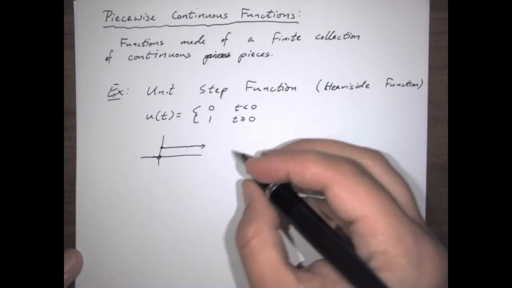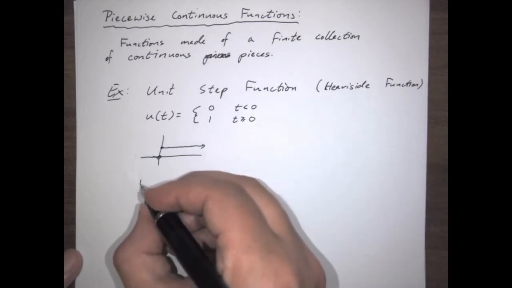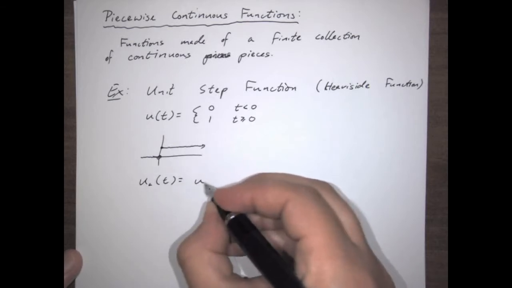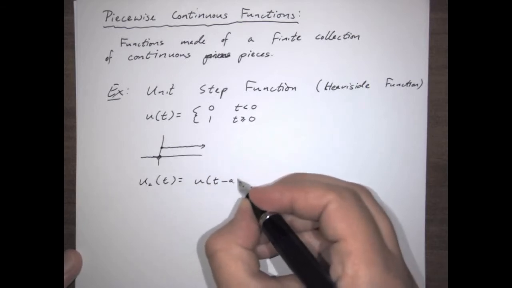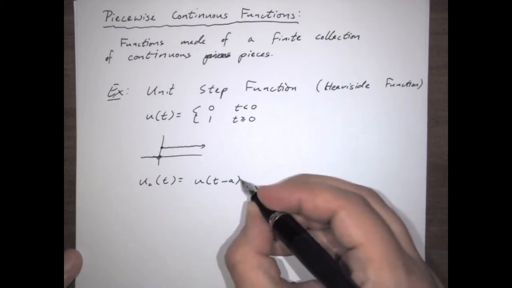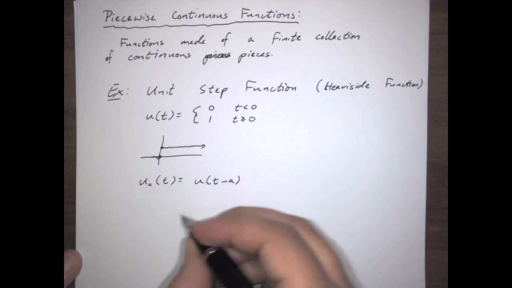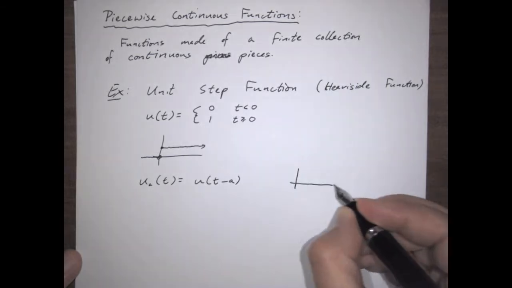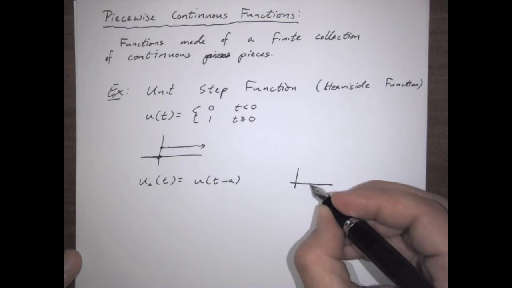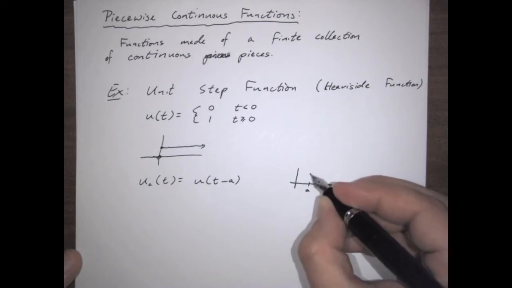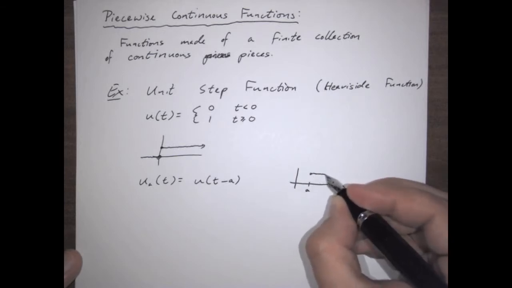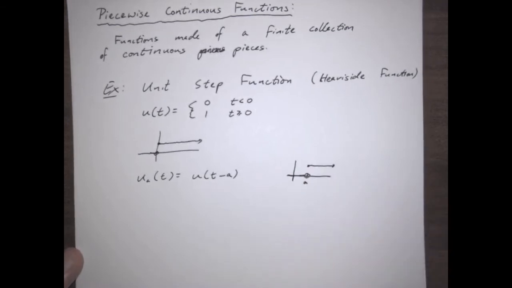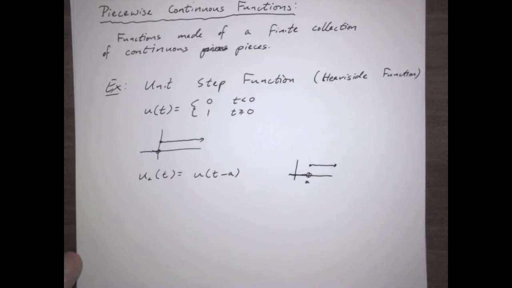So there's this, and then there is the shifted version, u sub a of t, which is equal to u of t minus a, which gives just a shift to the right by a units. And this looks like this. So it's just the whole thing shifted over.